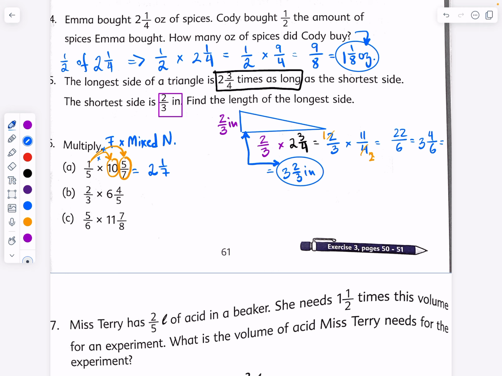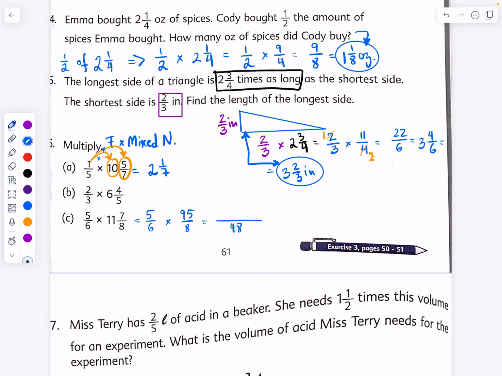Example C is not that straightforward at all. Let's look into it. We have 5/6. Let's keep that. That's a simple fraction. 11 7/8, which is 88 plus 7, is actually 95/8. Look at that. It's 95/8. Oh, what two ugly numbers. But we're going to work with that. The denominator is easy. 6 times 8 is just 48.